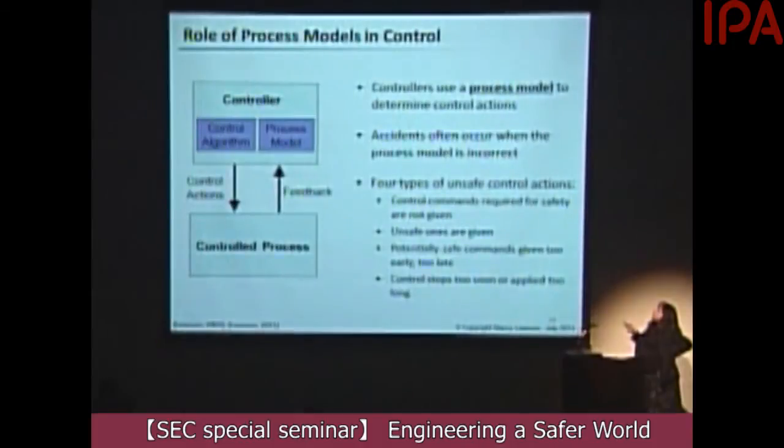Accidents often occur when the process model is incorrect. And in fact, that's most common for software-related accidents and for operator-related accidents. In the Mars Polar Lander, the software thought that the spacecraft had landed. So the software's model of the state of the spacecraft was different from the real state of the spacecraft.